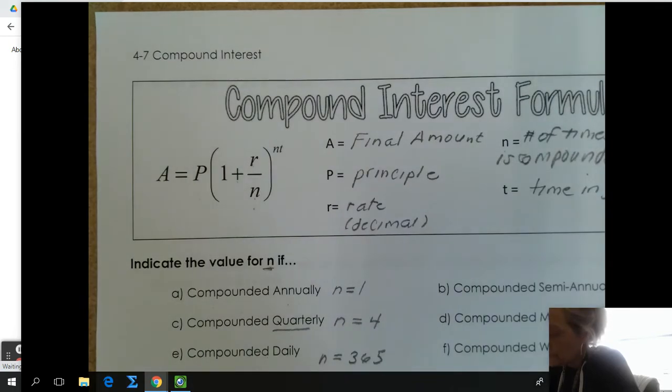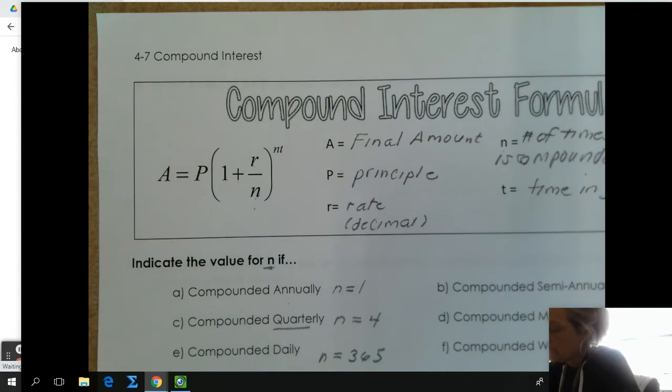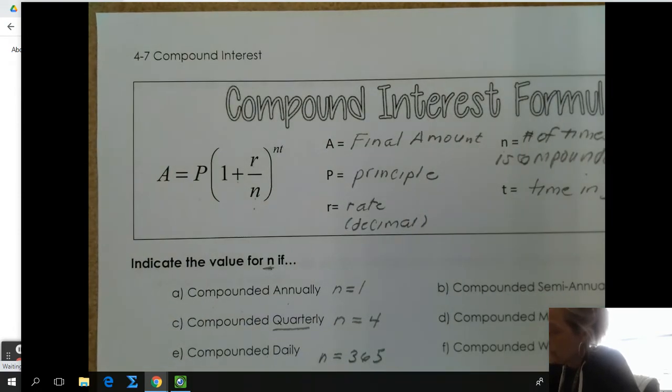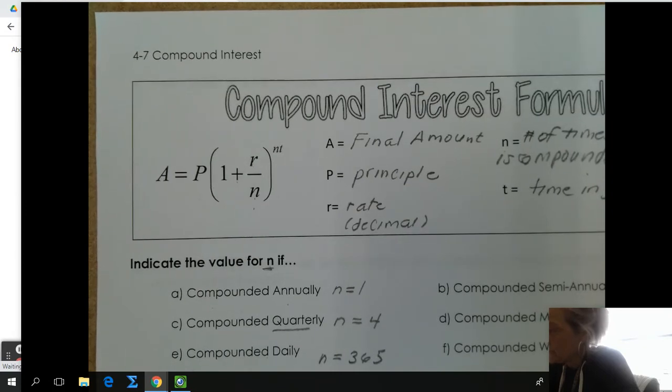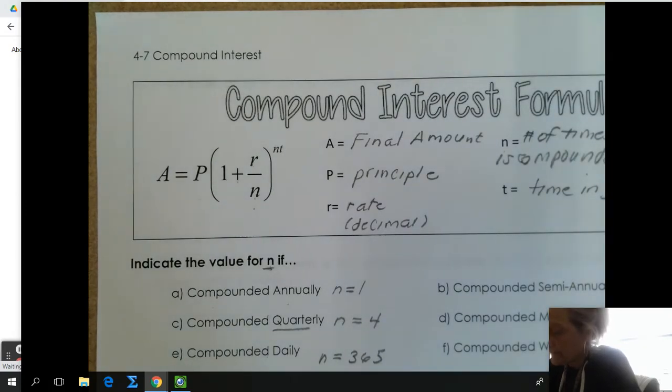So our principal here is 1,000. Our rate, which we're going to convert into a decimal, is 6%. Compounded quarterly means that our N is 4, and our time frame here is 5 years. So let's go ahead and set this up. We're looking for the final amount. We have a $1,000 investment, 1 plus our rate as a decimal, 0.06.